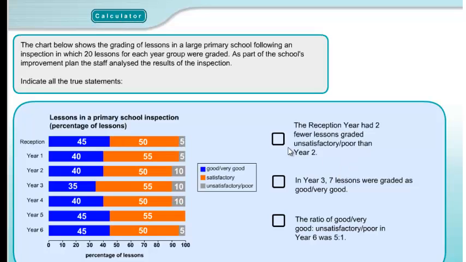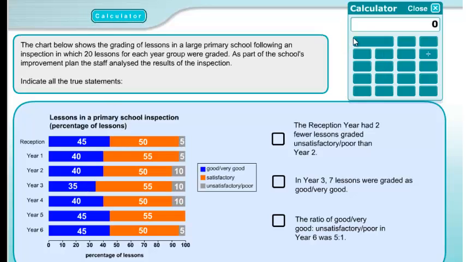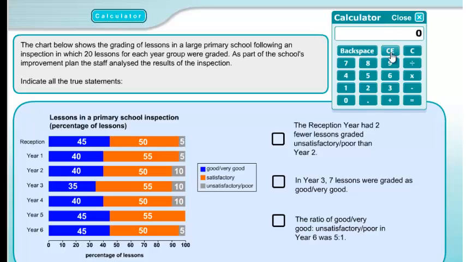Statement number 2. In year 3, 7 lessons were graded as good or very good. So let's look at year 3. Year 3 good or very good is 35% of those 20. So let's bring the calculator out to help us. 35% means 35 divided by 100 times 20 equals 7. So that's a true statement. 7 lessons were graded as good or very good.